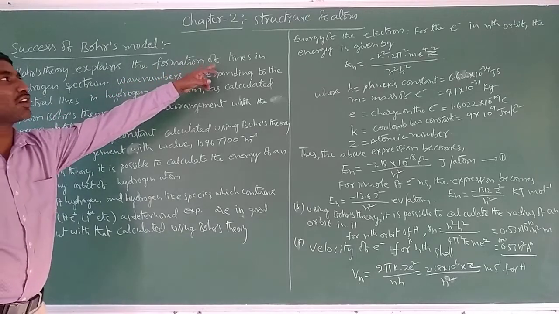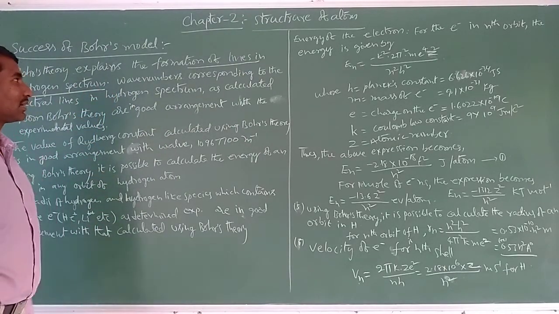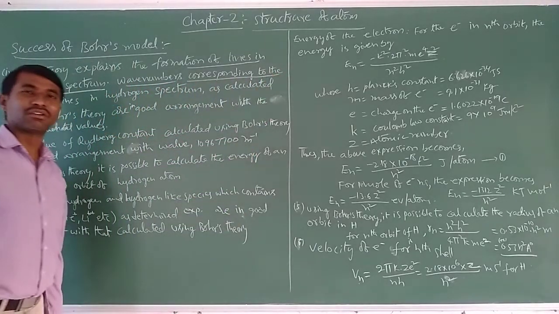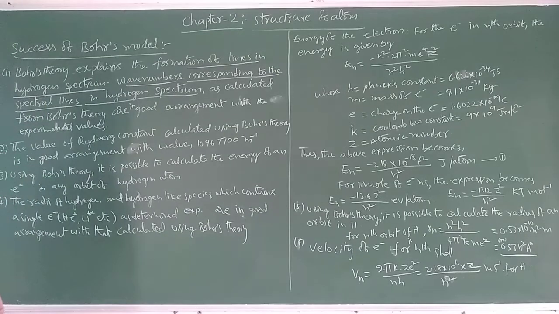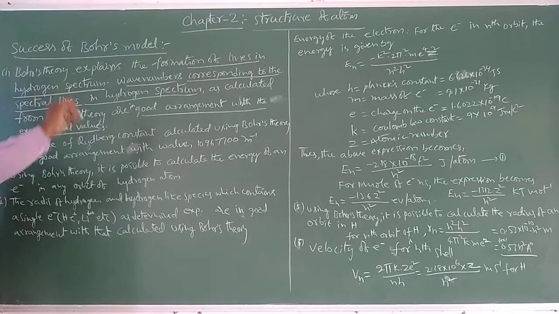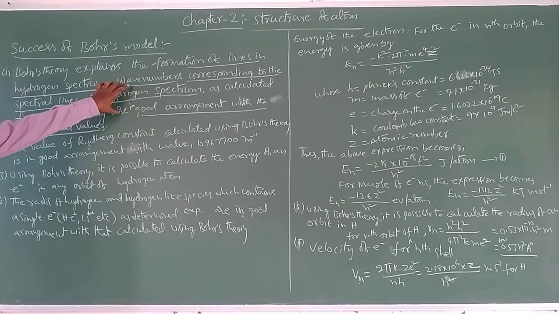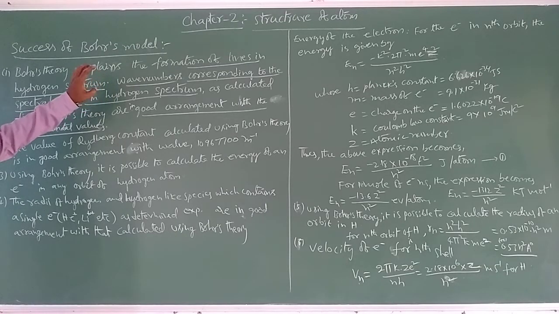Bohr's theory explains the formation of lines in the hydrogen spectrum. The wave numbers corresponding to the spectral lines in the hydrogen spectrum, as calculated from Bohr's theory, are in good agreement with the experimental values. Okay, so this is one of the merits.